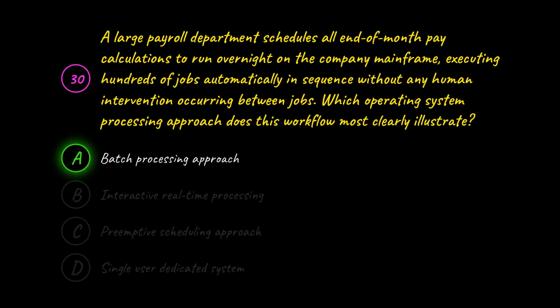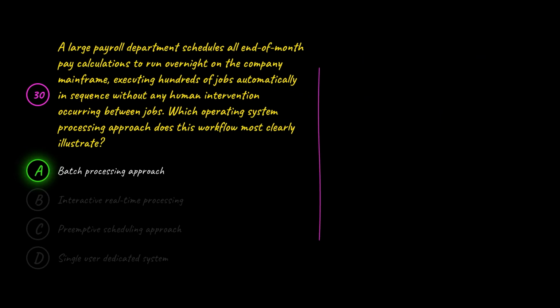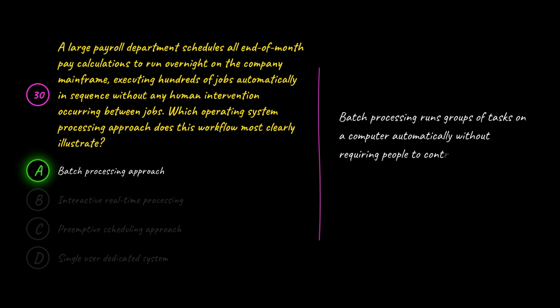The correct answer is A. Batch processing approach. A is correct because batch processing runs groups of tasks on a computer automatically without requiring people to control each step. Jobs are queued up and processed in sequence, which perfectly describes the overnight payroll run scenario here.